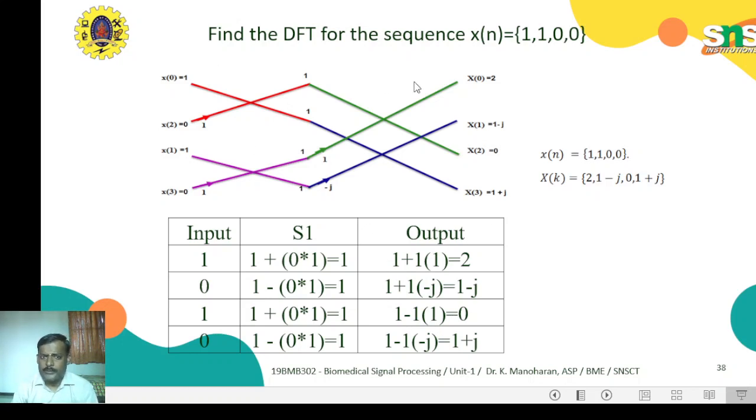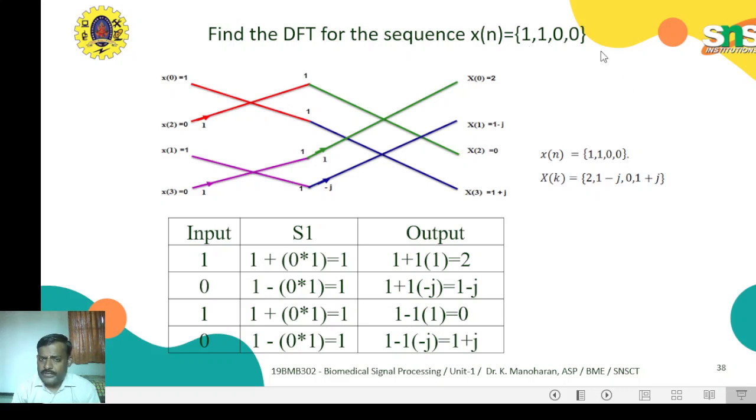Here they have not mentioned the decimation in time algorithm. Still we are going to practice this algorithm to save time, because if we go with the normal method, it takes a lot of time. If we go with this algorithm, we can compute the results shortly and get the final output. Look at this. We need to take the inputs 1, 1, 0, 0. This is the input signal and then we need to perform it.